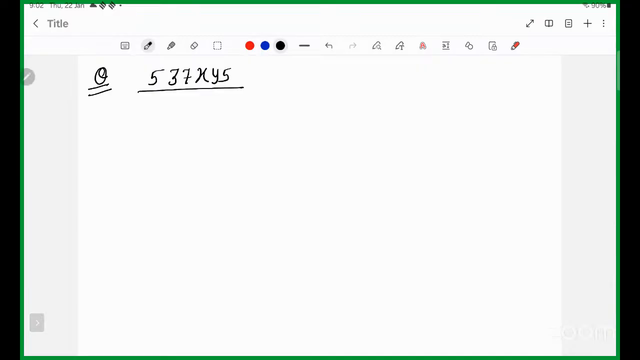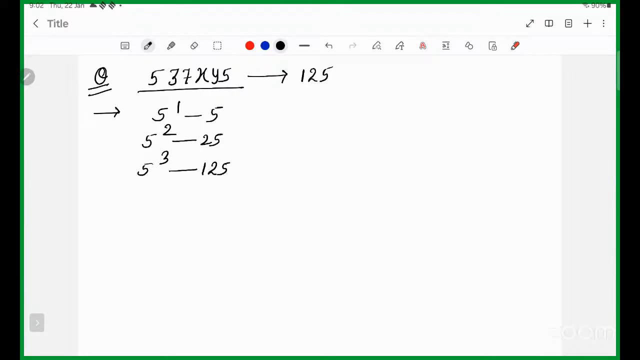Okay, it is divisible by 125. Then how many pairs are there? So I told you 5 raised to power 1 is 5, 5 raised to power 2 is 25, 5 raised to power 3 is 125.